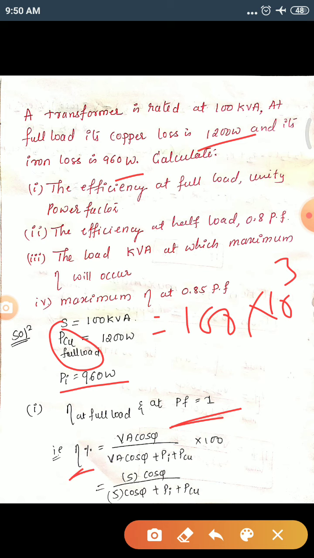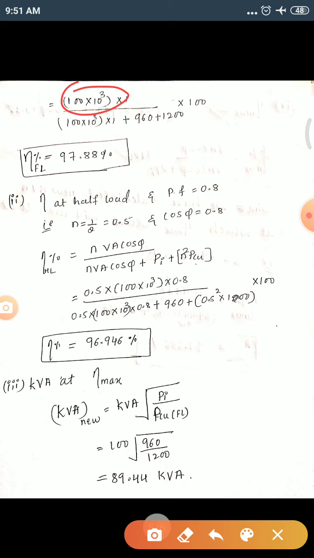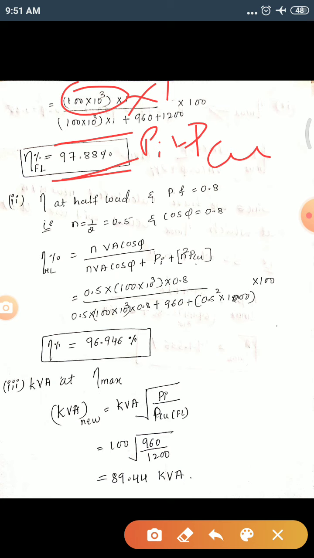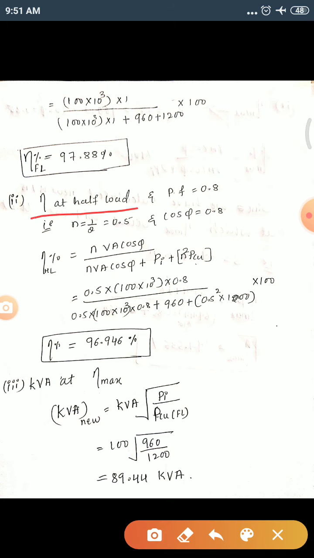Simple thing, take the formula: efficiency equals VA cos phi divided by VA cos phi plus Pi plus Pcu. So all the values you know, substitute them. VA is nothing but your S into cos phi. Substitute all the values: S is 100 into 10 to the power of 3, into 1, divided by the same thing in the numerator and denominator, plus iron loss Pi plus copper loss Pcu. If you substitute and multiply by 100 to get the percentage, then you get 97.88%. Remember this.